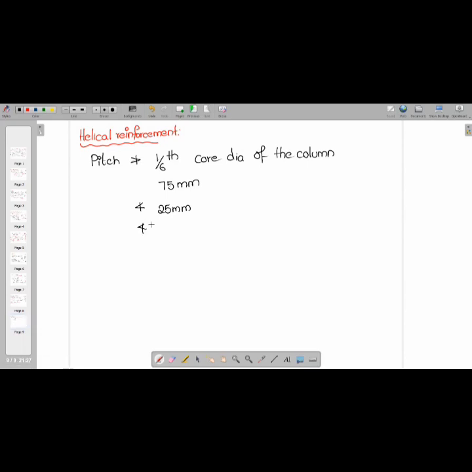or it should not be less than 3 times the dia of the steel bar used for helix. Sir, what do you mean by helix? Suppose whatever the bar which you will bend in this way, this dia of bar is telling. So it should not be less than 3 times the dia of the steel bar used for helix.